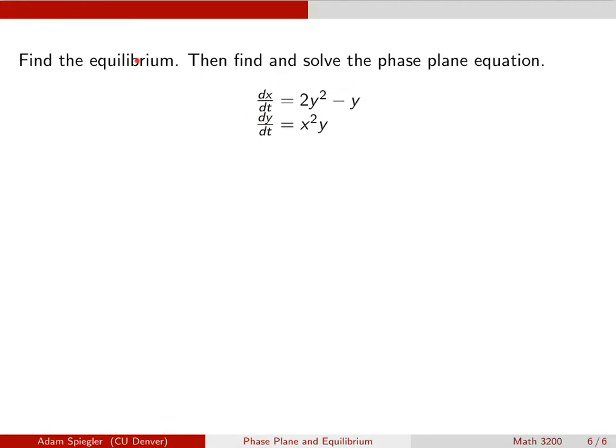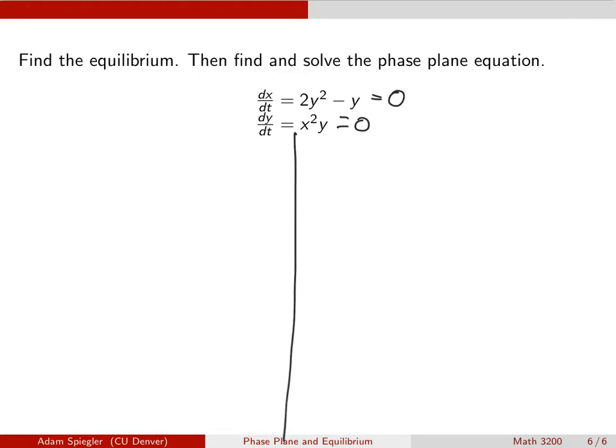So we want to find the equilibrium, and then we want to find the phase plane equation. To find the equilibrium, we are going to figure out for what conditions on x and y we simultaneously get dx/dt equal to 0 and dy/dt equal to 0. There are several ways we could solve this system, but let's first start with the dy/dt equation.